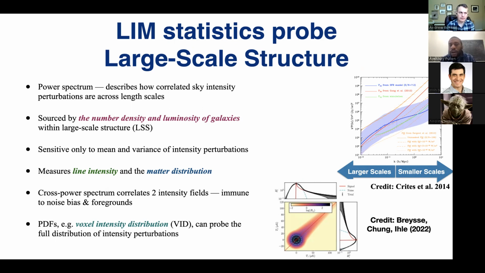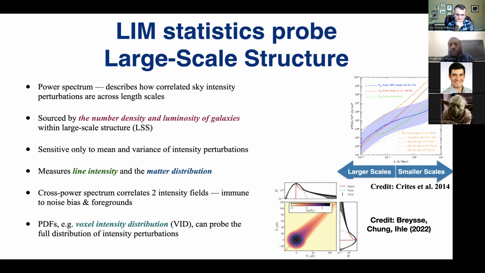What determines the power spectrum? Well, it's the number density and luminosity of galaxies. Power spectra are measured in galaxy surveys based on the number of galaxies in each pixel, but for line intensity mapping, you're measuring the intensity in each pixel. And that intensity is going to be sourced by the number density of galaxies. So if you have more galaxies per volume, you're going to get a higher intensity. In addition, if you have brighter galaxies, you're going to get a higher intensity.